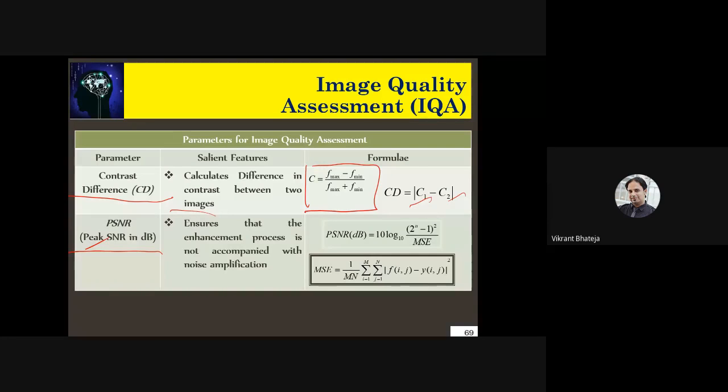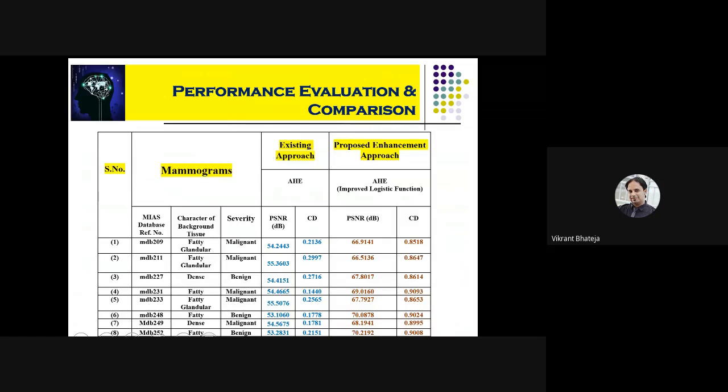So these two parameters we are going to use on our results so that we calculate their quantitative values, that is IQA. Once we have taken an input mammogram, we have applied pre-processing, we have applied our new enhancement algorithm, we have also applied our old conventional enhancement, and then we have calculated the value of PSNR and contrast difference. So you can see the results which are calibrated over here.